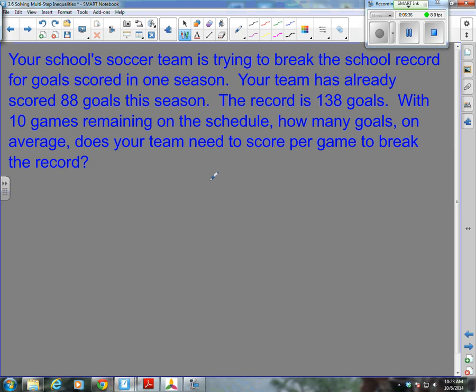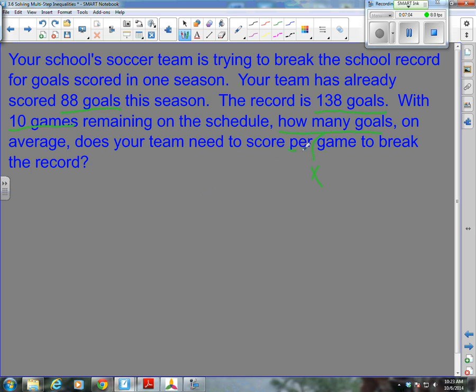Your school's soccer team is trying to break the school record for goals scored in one season. Your team already has 88 goals. The record is 138 with 10 games remaining. How many goals? Well, that's the question, isn't it? How many goals? That's going to be X. On average, does your team need to score per game to break the record?